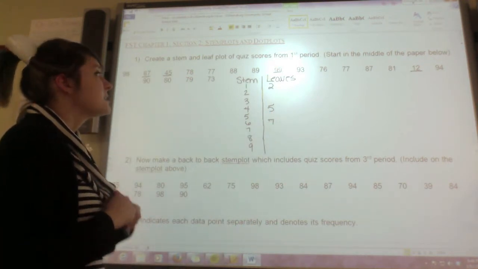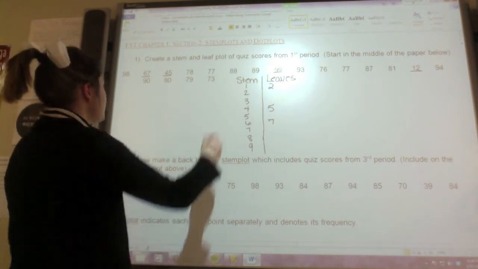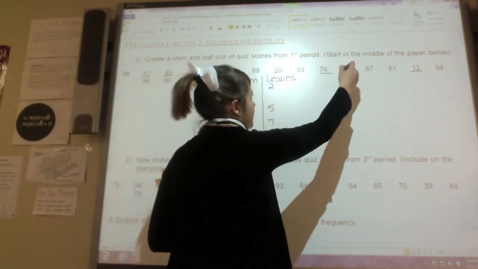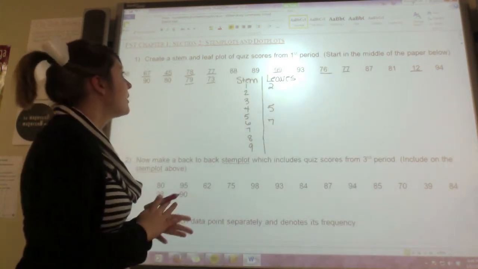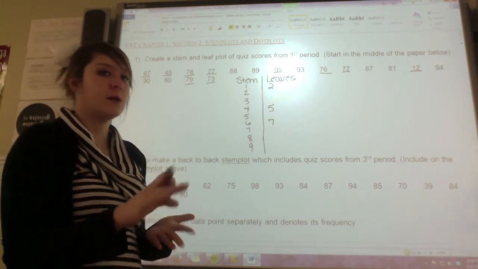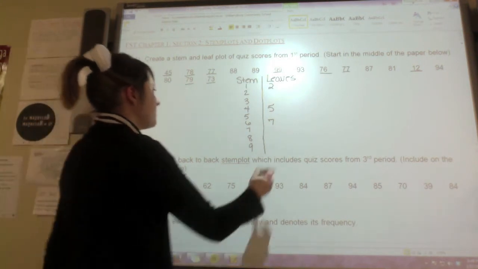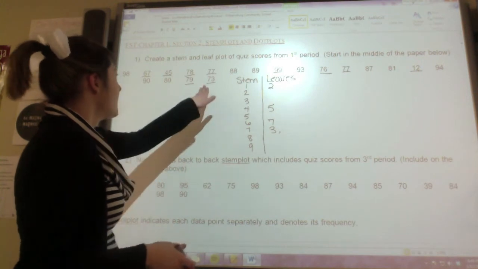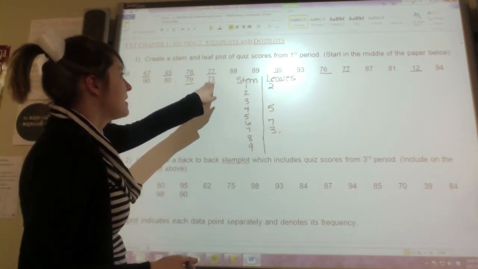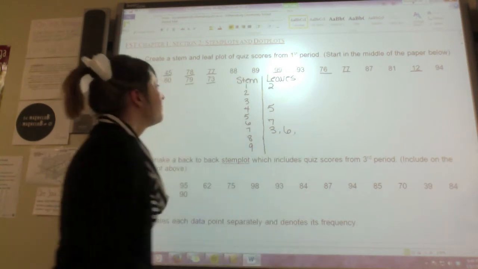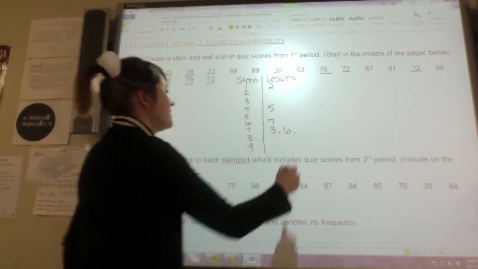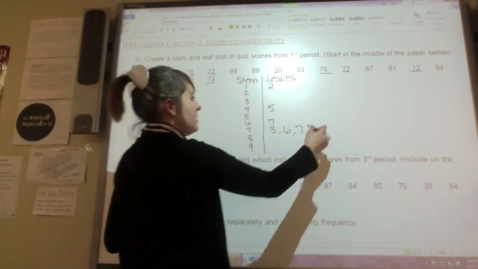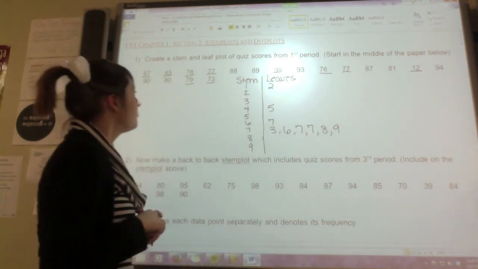Okay, now do I have any numbers in my 70s? Yes. I've got a few different numbers in my 70s. I have 78, 77, 73, 79, 76, 77. Okay, so what I want to do is make sure that I'm putting those from smallest to largest. So my smallest number there is 73, so I'm going to start with a leaf of 3, and I'm going to put a comma to separate my leaves out. Next up would be 76, so I'm going to put a 6. Okay, next up I've got 77, 77, so I'm going to put a 7, comma 7. Okay, then I have a 78, and then I have a 79.